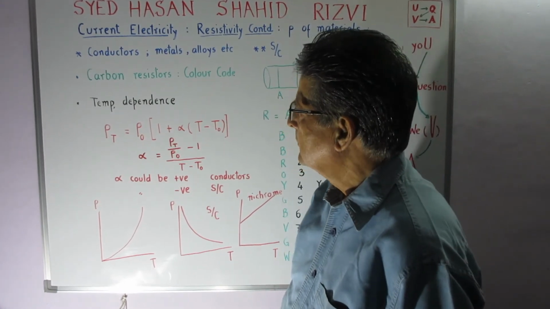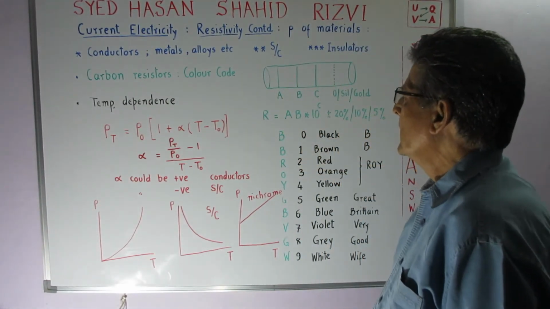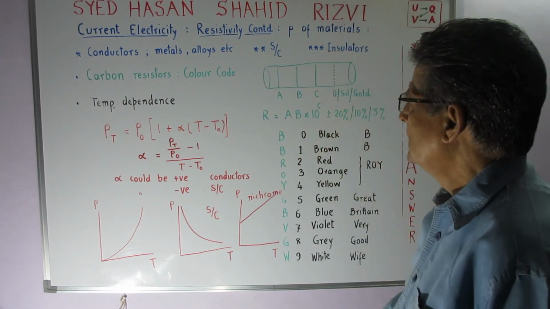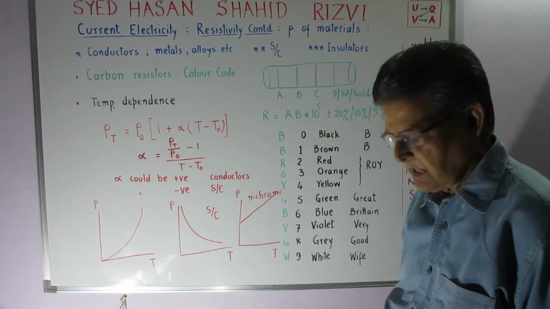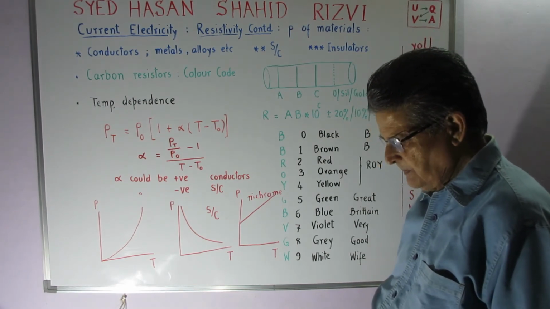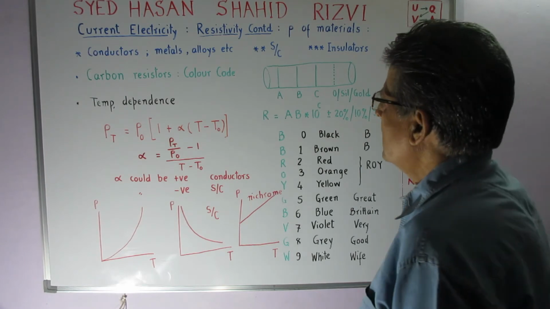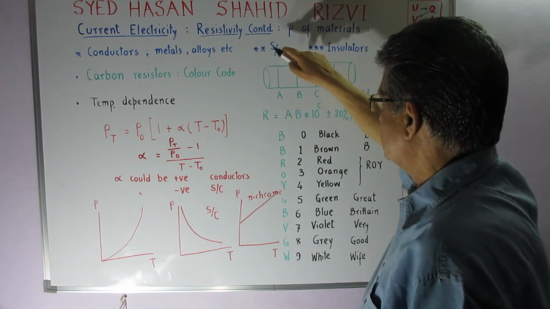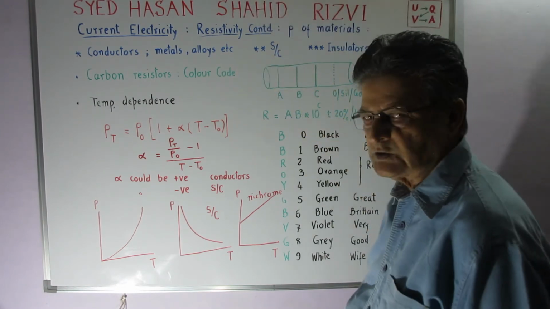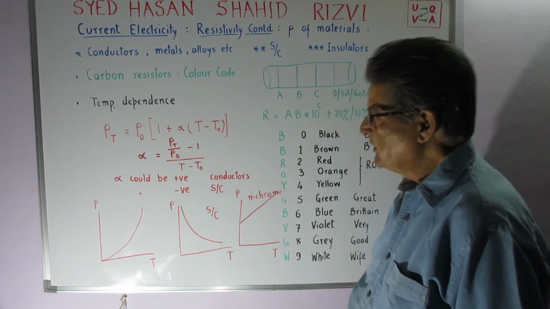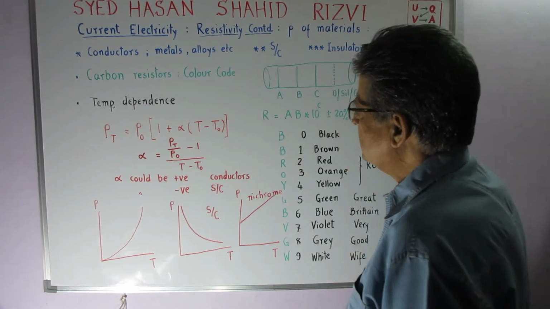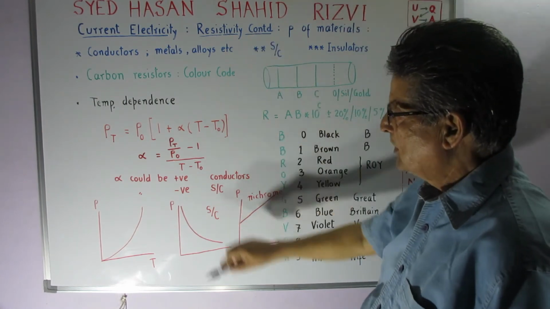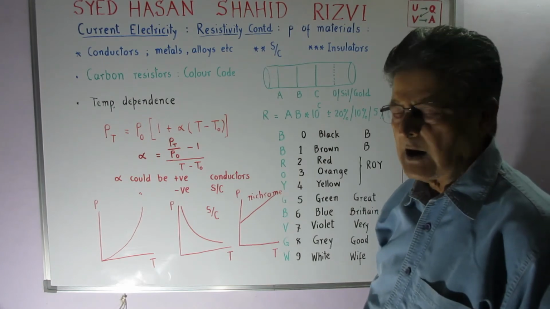So continuing with what we are doing about resistivity, now we'll talk about resistivity of materials. Resistivity is maximum for insulators, then for semiconductors, and then metals and specially designed alloys, etc. These are normally available in tabular form in any of the books, and you can look at that.